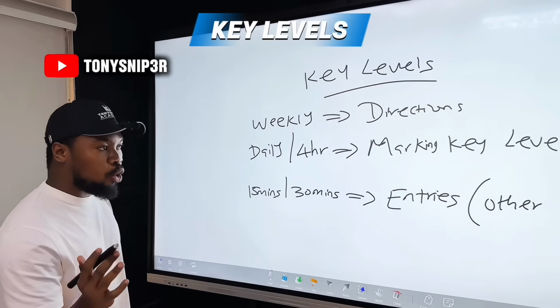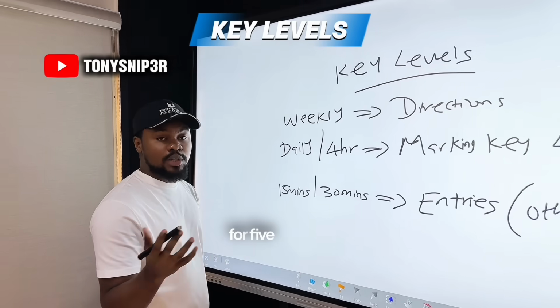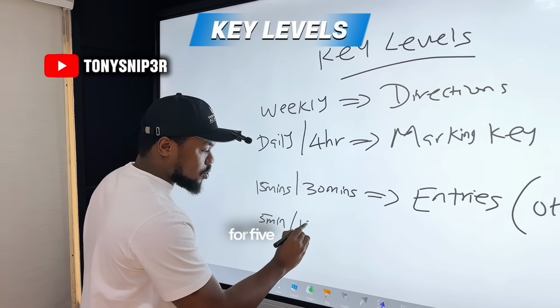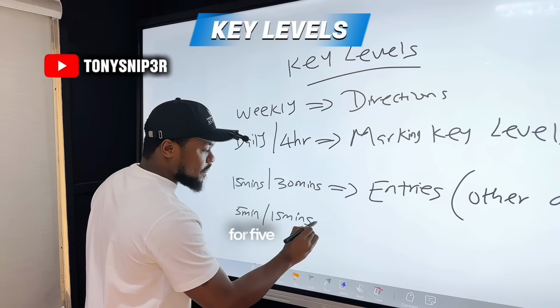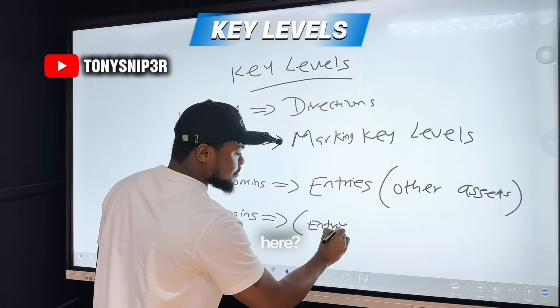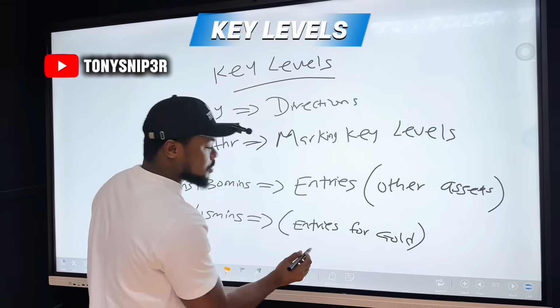Then when you talk about gold, if you want to mark your key levels for gold, maybe you're looking for entry, then you want to focus on what? 5 minutes and what? And 15 minutes. Can anyone tell me why we're focusing on entries for 5 minutes and 15 minutes here? Just drop a comment below if you know. All right, let me come back.